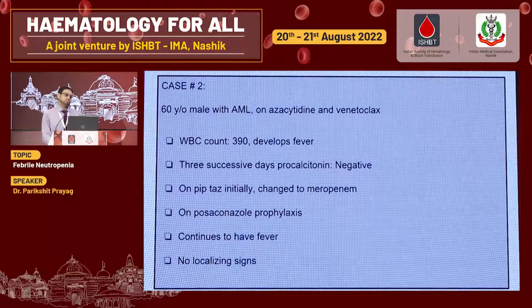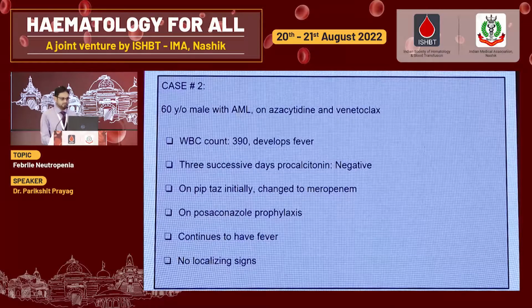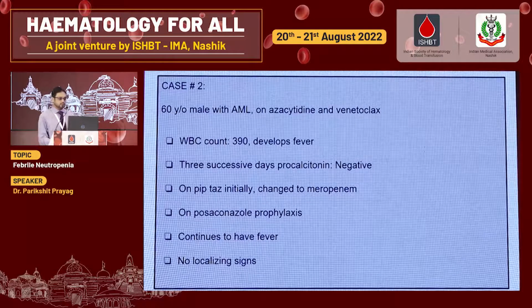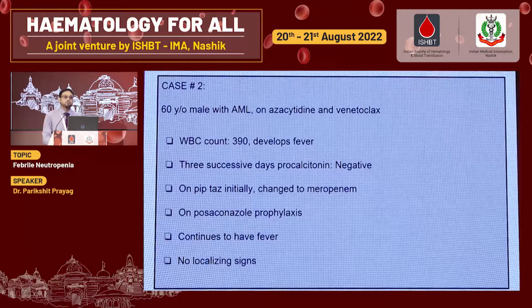You have sent 2 or 3 sets of blood cultures by now, but he continues to have fevers without localizing signs or symptoms. I have excluded patients who have obvious localizing signs or symptoms because that management is fairly straightforward. But this is a patient who continues to have febrile neutropenia without any localizing signs or symptoms. You have done a fair amount of work to prove that this patient may not be bacteremic.